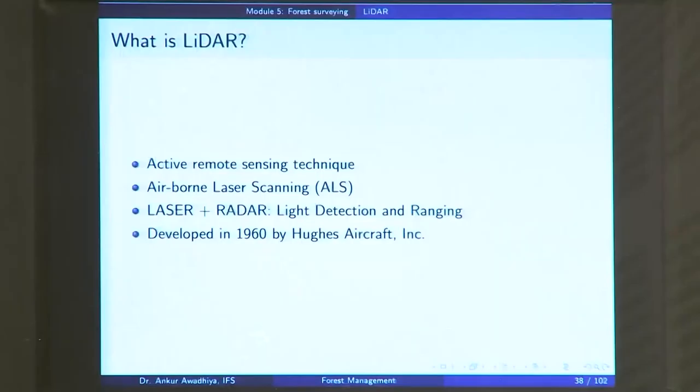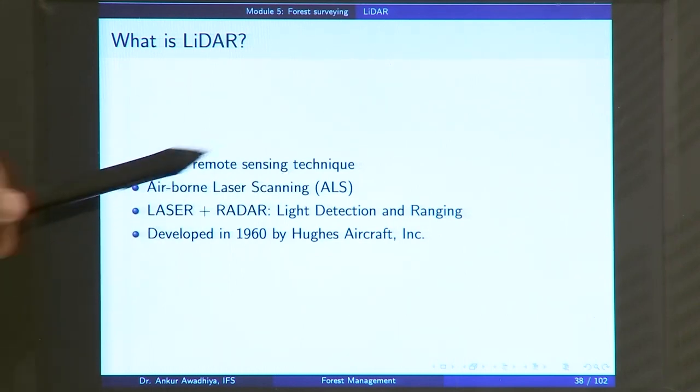But if you are using your camera in a very dark environment, say in a night, and you are using a flash to illuminate the surroundings, then it is an active remote sensing. Now, in the case of LiDAR, it is an active remote sensing technique, which means that it requires energy that needs to be given to the instrument to make it work. So, you need to illuminate your surface using energy, because of which this is an active remote sensing technique.